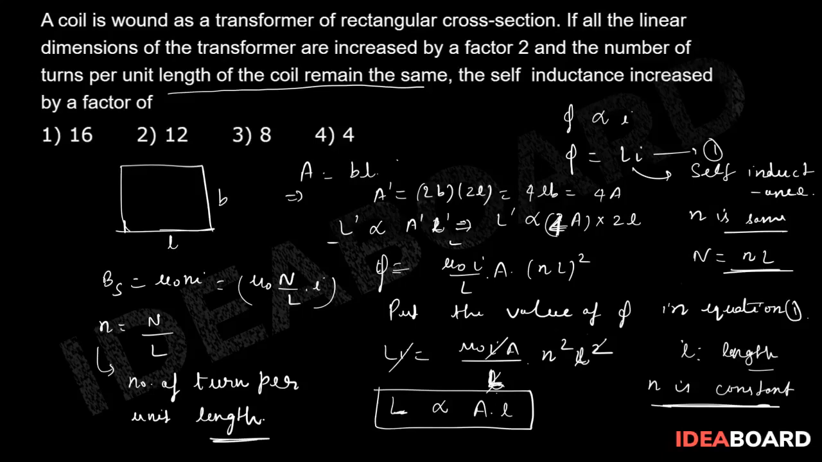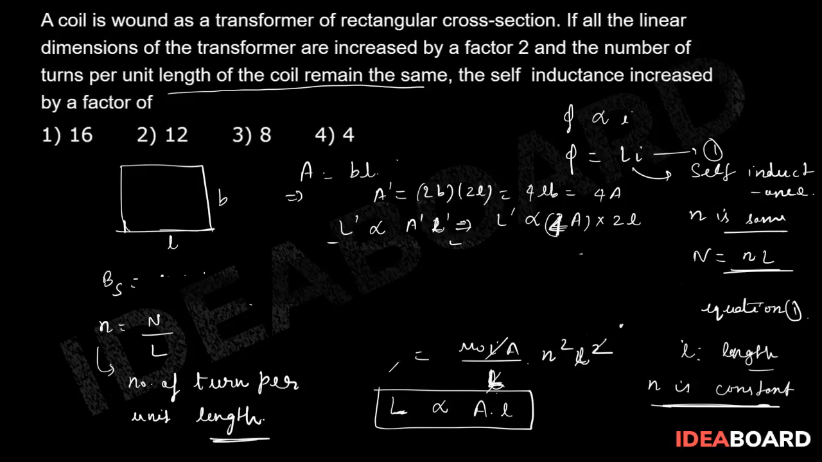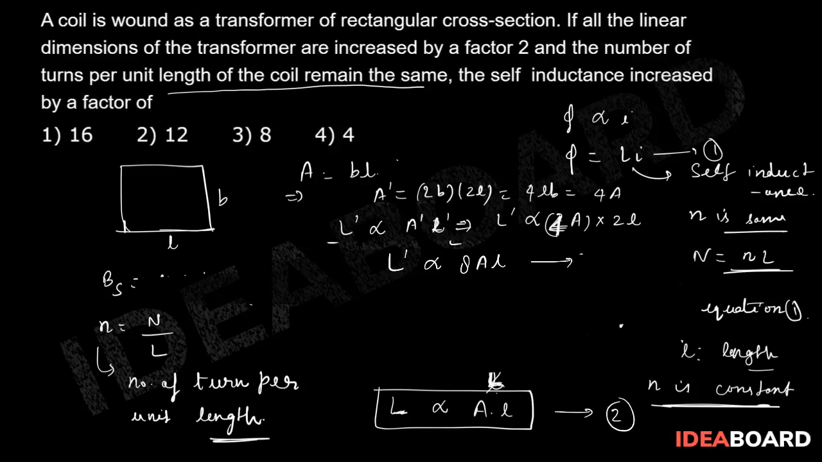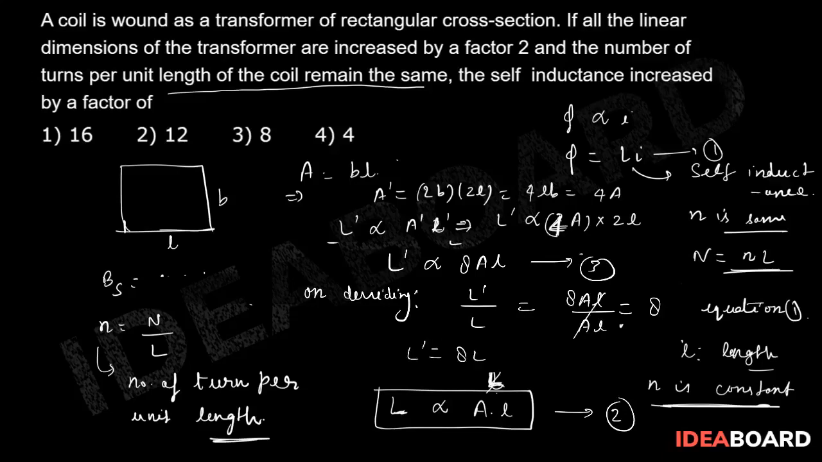Let me remove these things. So what do I get further? I get L dash is proportional to 8 A into l. So if this is equation number 2 and if this is equation number 3, so on dividing, you get L dash upon L will be equal to 8Al upon Al, which can be cancelled out. So L dash will be equal to L into 8. So that means it will be 8 times. So which option is right? Option number 3, 8 is the right choice. Perfect.